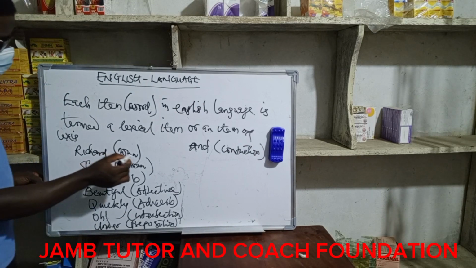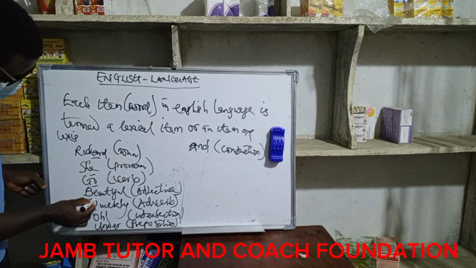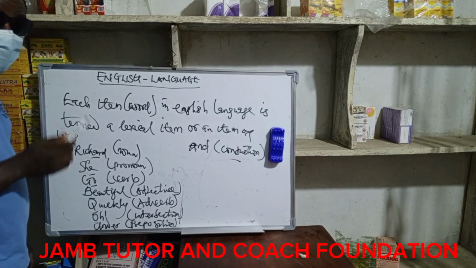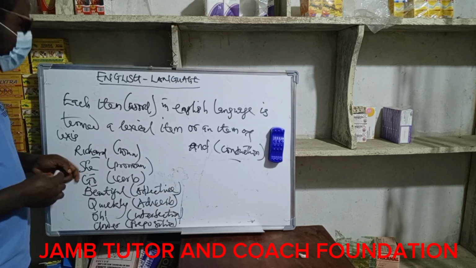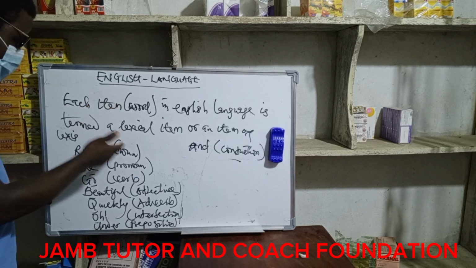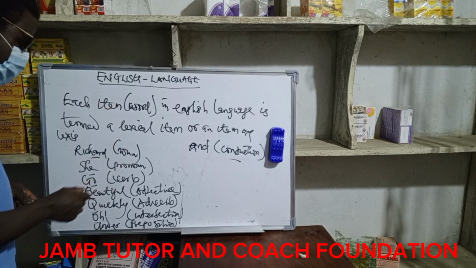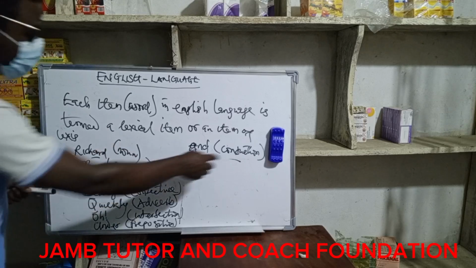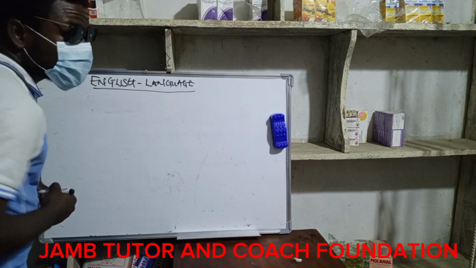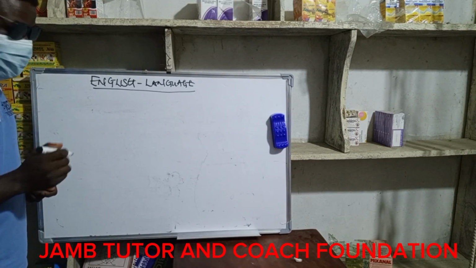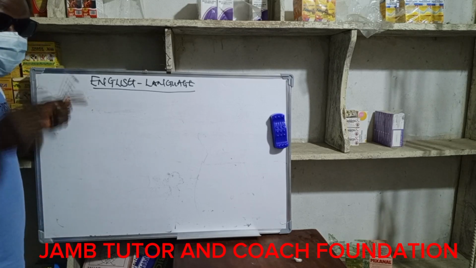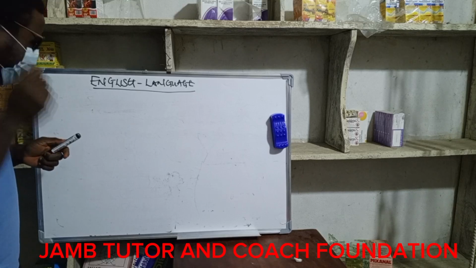Right? So each of these words is referred to as what? Lexical item or an item of lexis. I believe you understood my explanation now. So each of these words, each noun, pronoun, verb, adjective, adverb, interjection, preposition, and what? Conjunction, is referred to as a lexical word. Okay, so having known that, these are the areas that you are likely to be tested on lexis in an English language examination.